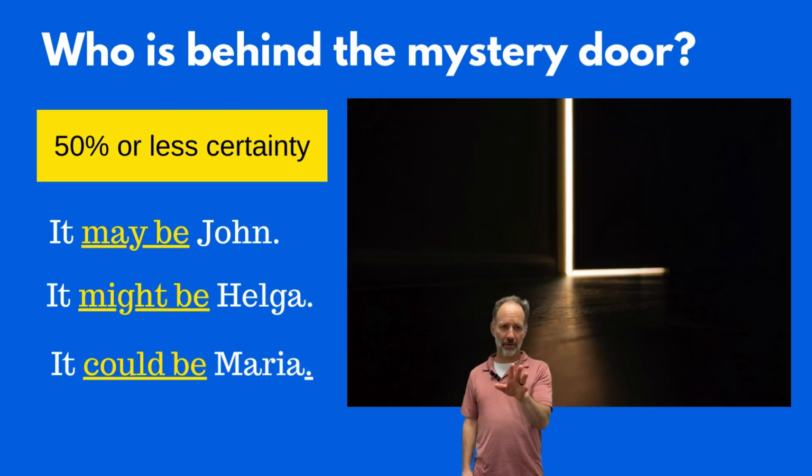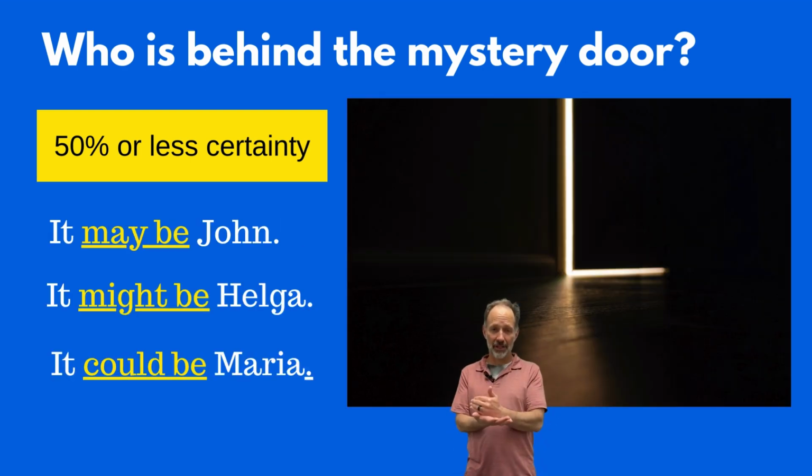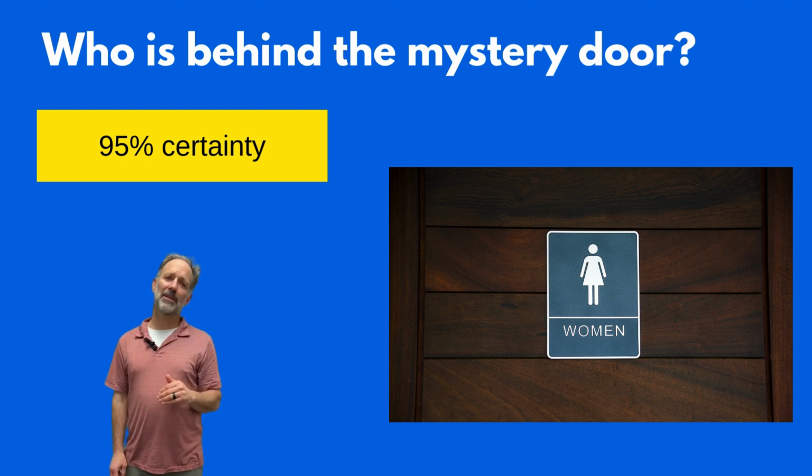So a quick review, we have it may be John, may plus the verb. It might be Helga, might plus the verb. And we also have it could be Maria, could plus the verb. All those for less than 50% certainty. Who is behind the mystery door?